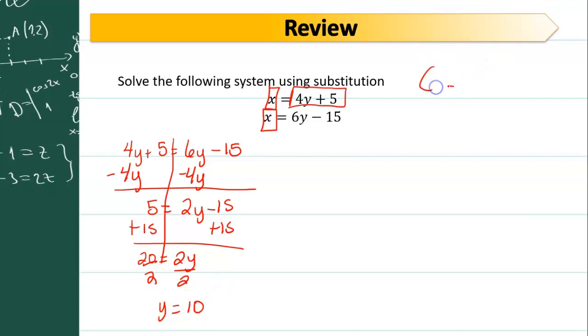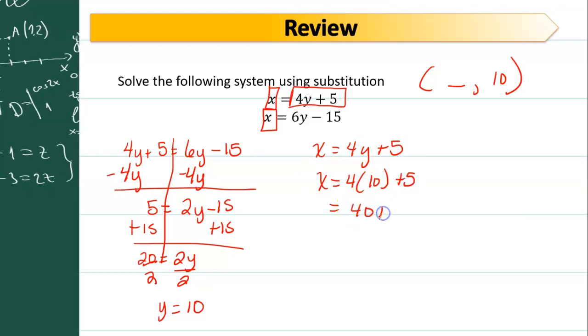So remember, my answer should be a coordinate pair. I now know that y is 10. I need to know what x is equal to. Remember, it doesn't matter which one of these you use, so I'm going to use the top one. x is equal to 4 times y plus 5. Well, I now know that y is 10, so I don't have to use a variable for y. I know what it is. 4 times 10 is 40, and 40 plus 5 is 45. So x is 45. If you don't have this down, I want you to pause the video and write these steps down on your paper so that you have it to refer to later.